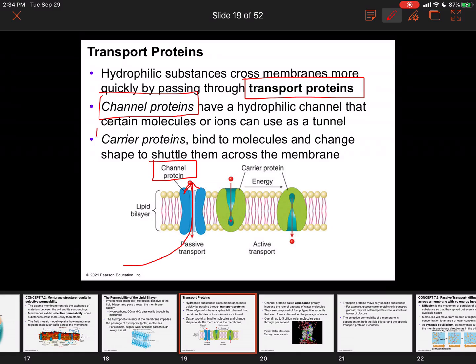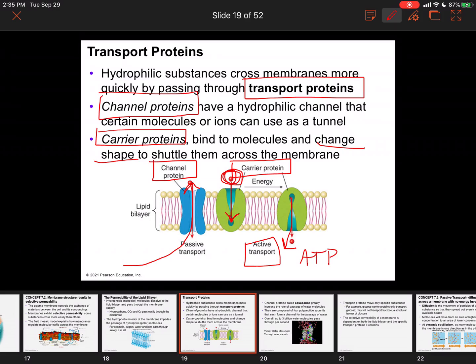Carrier proteins are similar, but it says they're actually going to change shape in order to shuttle these molecules across the membrane. And so if we look at the picture here, we've got the carrier protein, it's in green. The molecule we're needing to get across is here. It will move into the channel, or into the carrier protein, I'm sorry. The carrier protein will change shape, and then it will allow that molecule to move through. This is active transport, which means it's going to require ATP, which is energy.